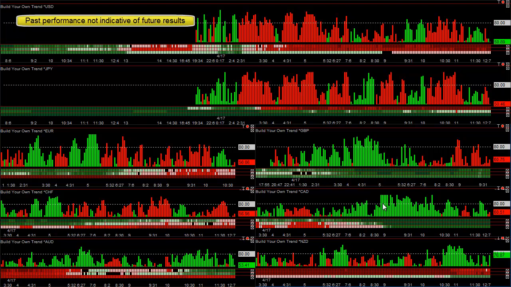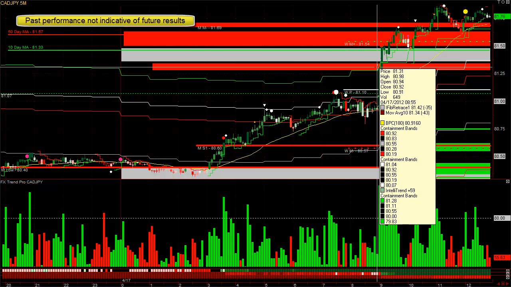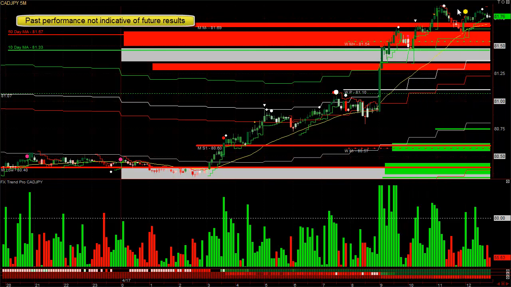Even if you wanted to jump on board at 9 o'clock, the yen right here was extremely weak too. You could have bought it at 9 o'clock. And even at the end of this 9 o'clock bar right here, price is only at 81.31. It went up another 50-something pips. So even if you missed that first 5-minute bar breakout, you still had another 50 pips in the move.